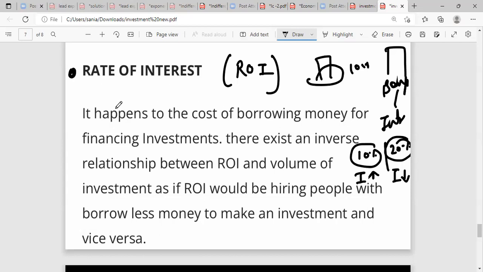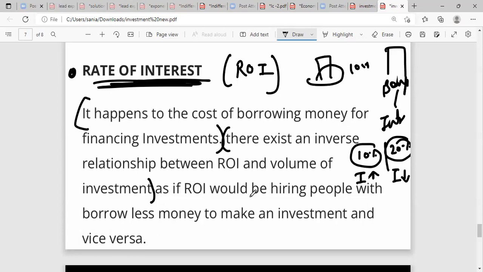So rate of interest is basically the cost of borrowing money for financing investment. If you want to do any investment, you have to borrow money from the bank, and you have to pay the cost for it, and that cost is known as interest. Second point, there exists an inverse relationship between ROI and volume of investment. Why, ma'am? If your interest rate is low, then your investment will be high. If your interest rate is high, then your investment will be low, right? So there exists an inverse relationship between ROI and volume of investment.